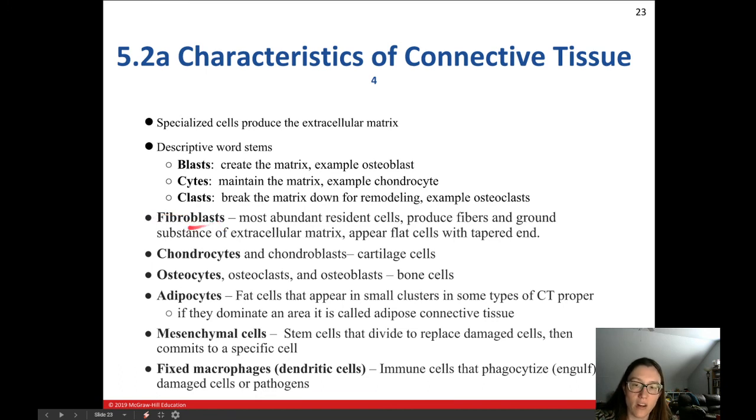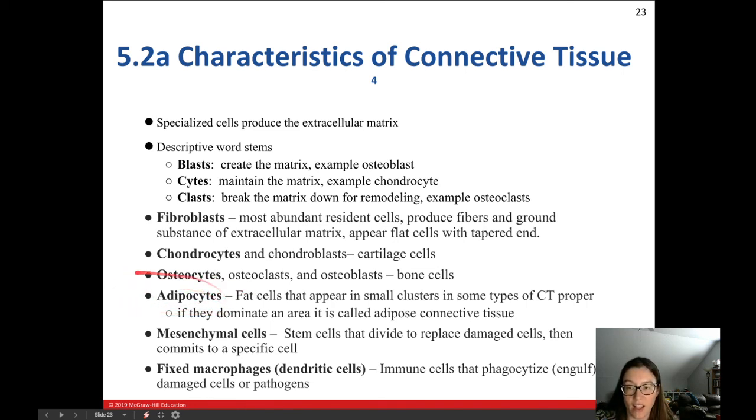But when we get to some of our specialized cells, like in cartilage, cartilage has chondrocytes and chondroblasts in it. So they're specialized to make the cartilage and the extracellular matrix in the cartilage. In bone, we have osteocytes, osteoclasts, and osteoblasts, right? Osteo means bone. Those are specialized cells that make up the bone.